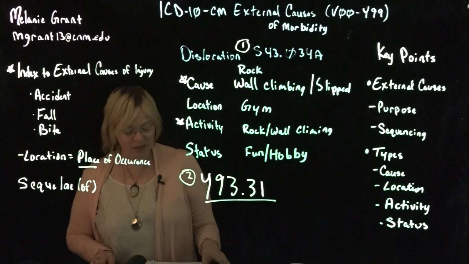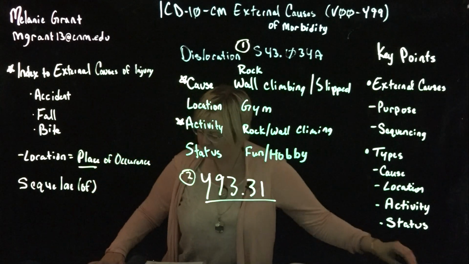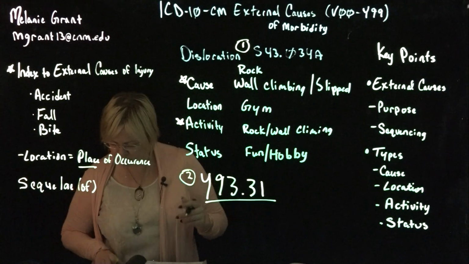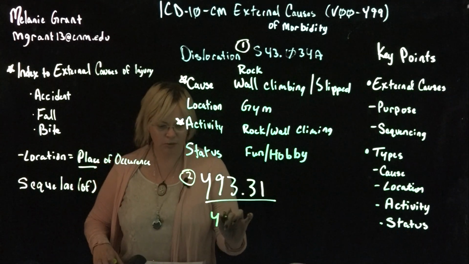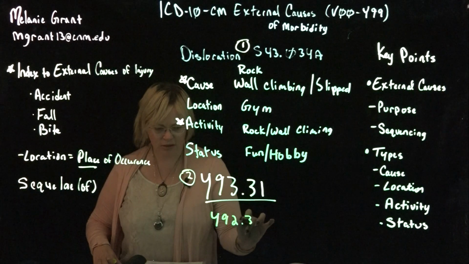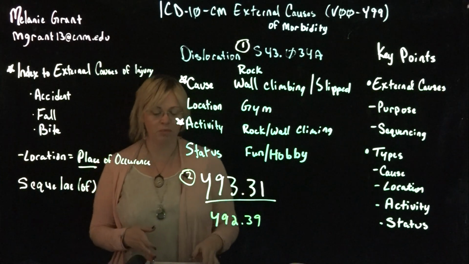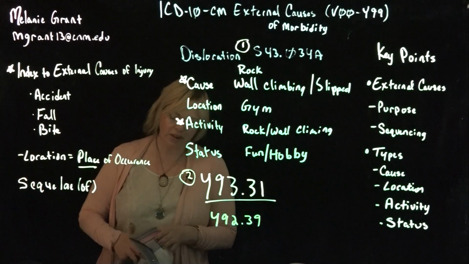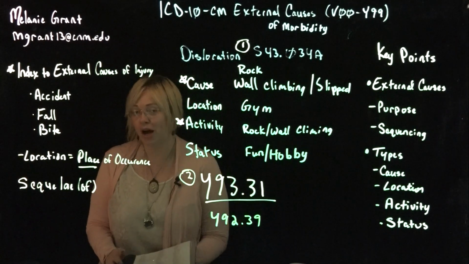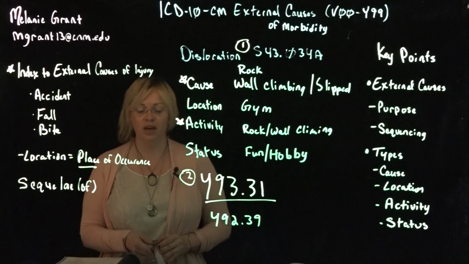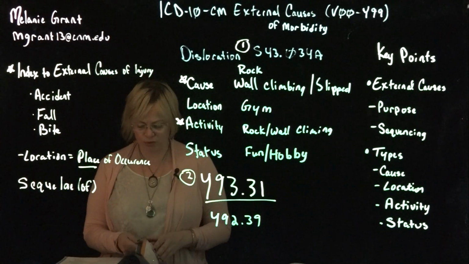Here they have it as gymnasium. Close enough. We'll call that a gym. And it's listed as Y92.39. We'll write this tentatively. And I'm going to do just like we did before. I'm going to go to the beginning of the chapter, find the block, go to the block, find any notes, and then go to the category of Y92 first.